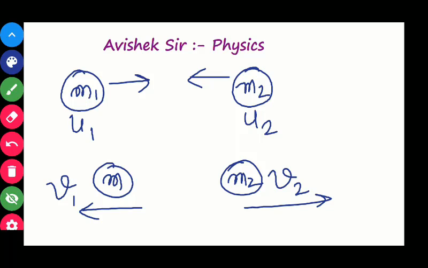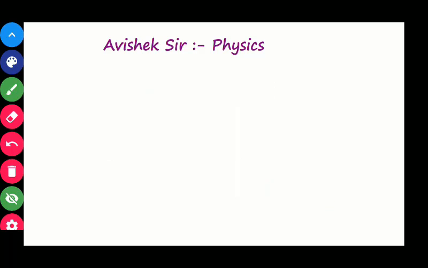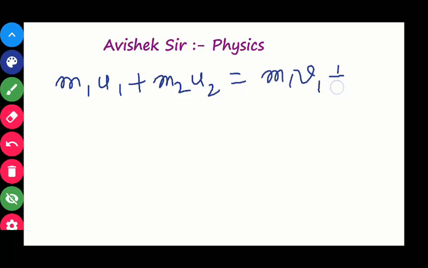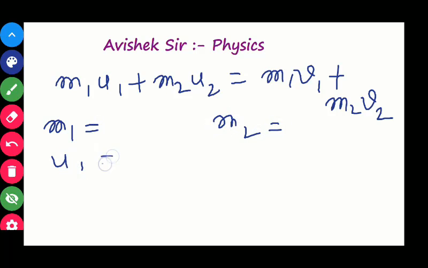Therefore we can write down the mathematical expression as m1 u1 plus m2 u2 equals m1 v1 plus m2 v2. That is the mathematical expression we derive for the principle of conservation of linear momentum. Then you have to know what m1 is here, what m2 is, what u1 and u2 are, as well as v1 and v2.